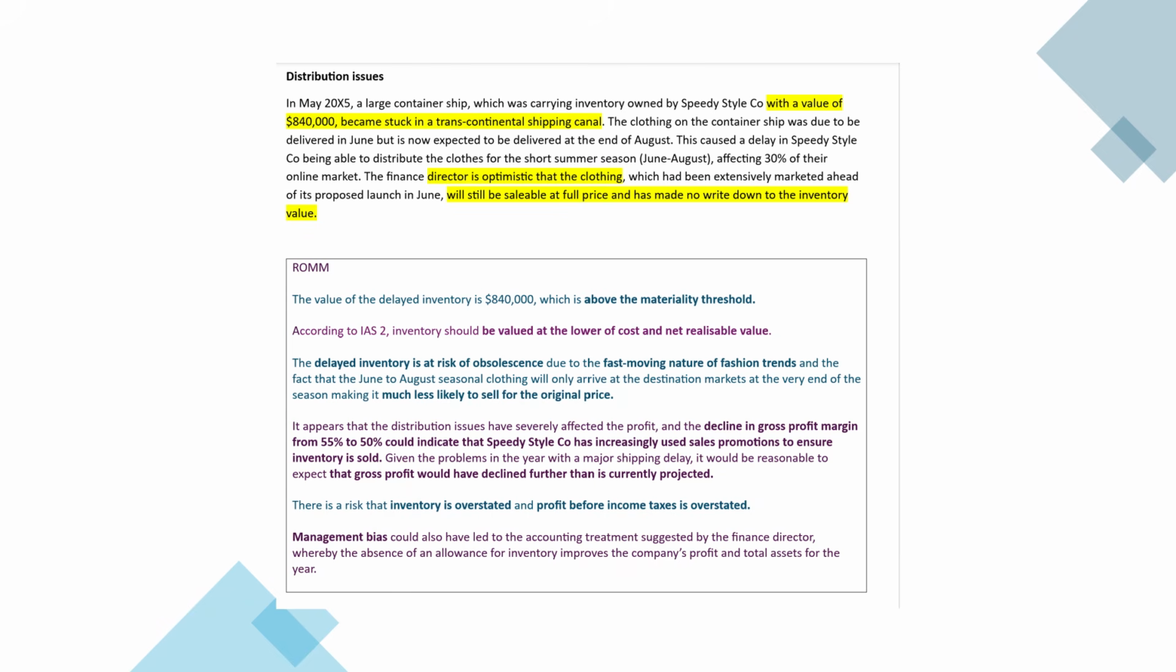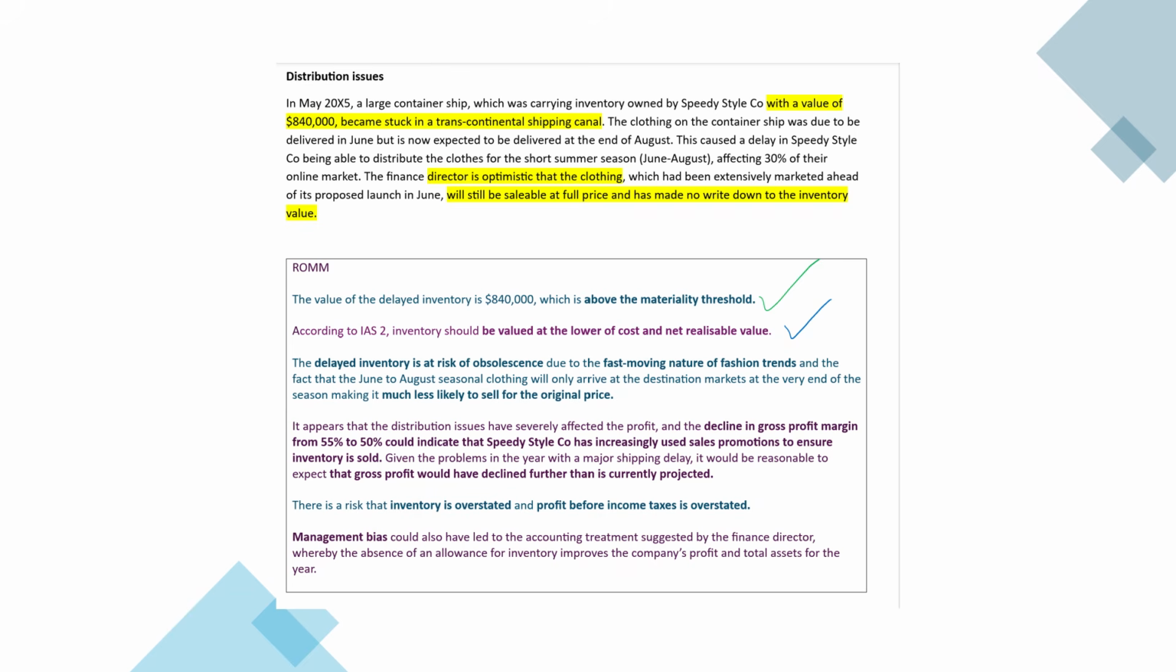Moving on to one of the easier risks, this is related to the 840,000 worth of inventory which is stuck in the shipping canal. The risk is related to its valuation. I start off by commenting on materiality. I haven't done a percentage calculation. All I've said is 840,000 is material. The accounting rule is quite simple. It needs to be valued at the lower of cost and net realizable value.